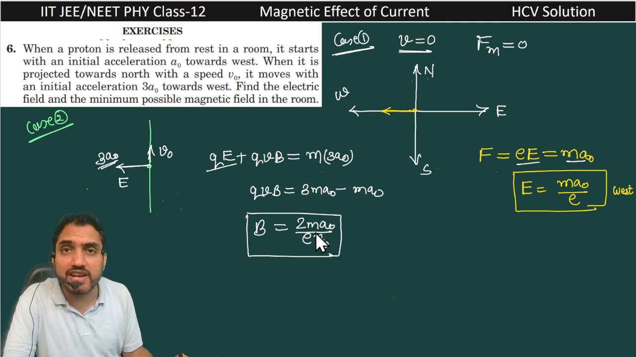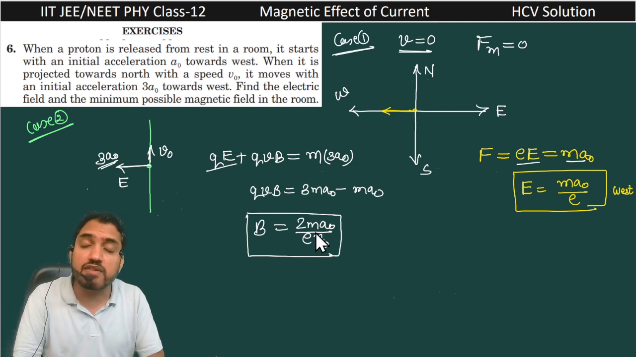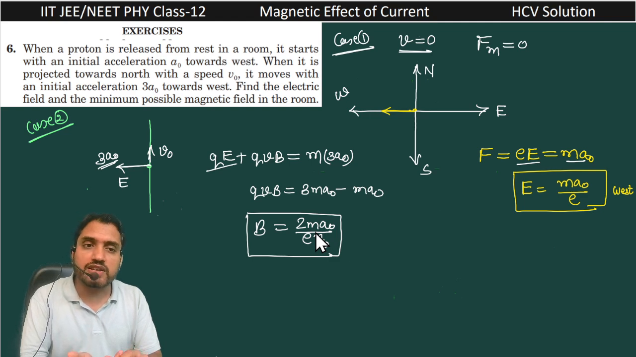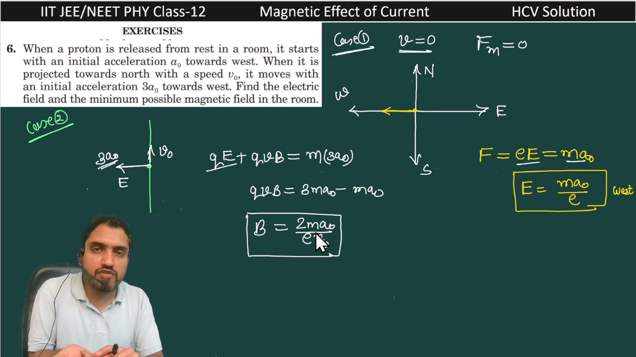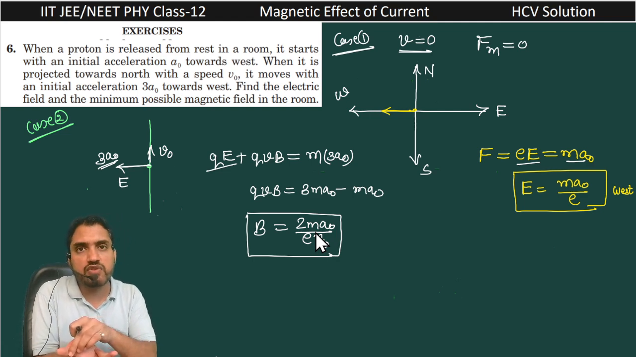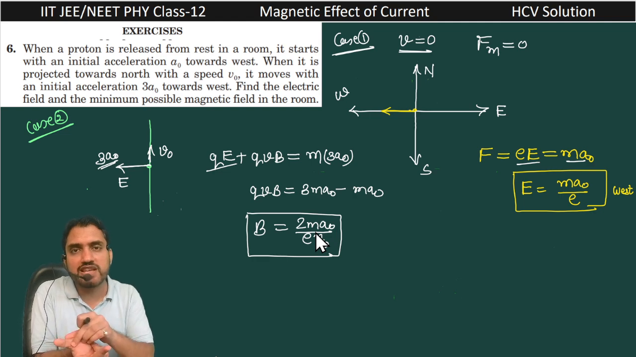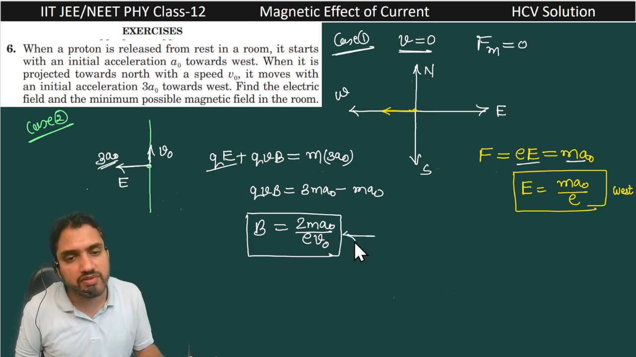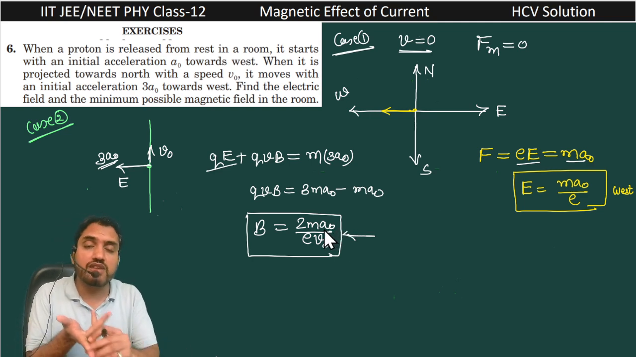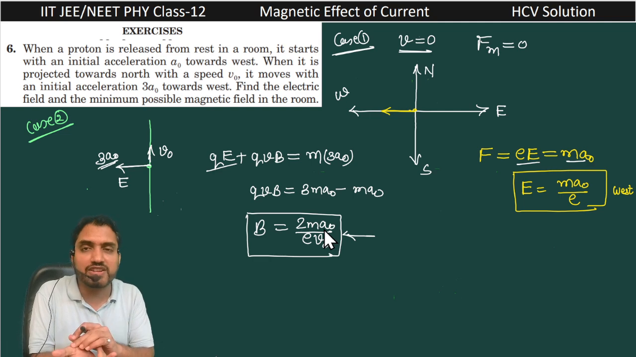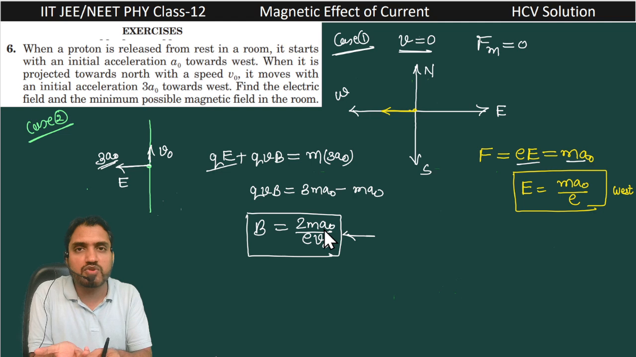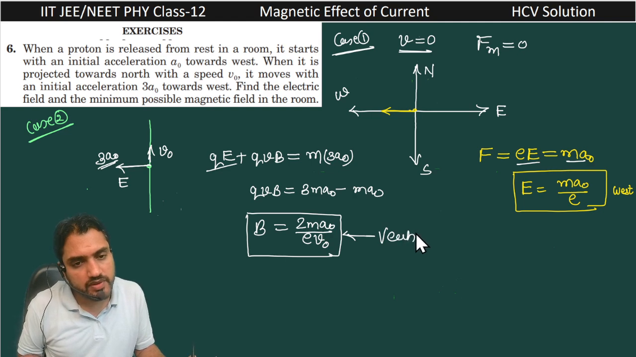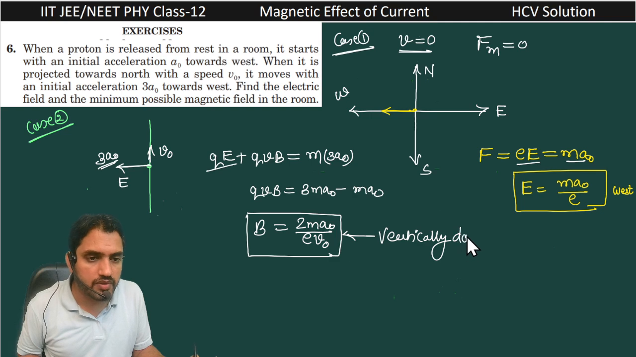And if you want to find the direction of the magnetic field, then you can use Fleming's left hand rule, that is FBI. The north direction is the direction of motion of the particle, and the direction of force is the west. So the magnetic field will be in the vertically downward direction. The magnetic force is towards the west and the motion is towards the north, so the magnetic field will be vertically downward.